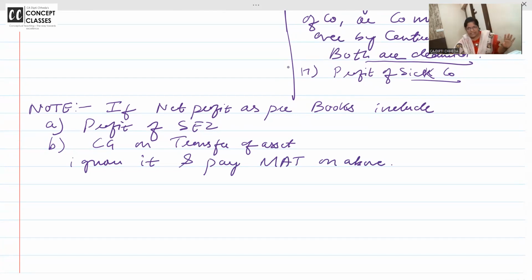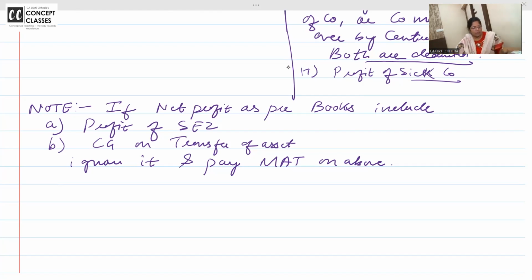Basic problems we have done yesterday. With this format, you will be able to do all the problems. Today we are doing advanced problems related to foreign company; 1 or 2 problems I'll take up tomorrow. If the net profit as per books of accounts includes profit of SEZ, someone in the class was asking me yesterday, ma'am, what to do with SEZ profit? Nothing, leave it, pay MAT on that too. Pay MAT on capital gain too. Had it been normal income, then capital gain taxable at 15% and 20%, special income at special rates, normal income at flat rate 30%. But this is the story.